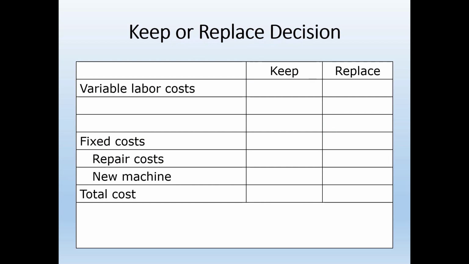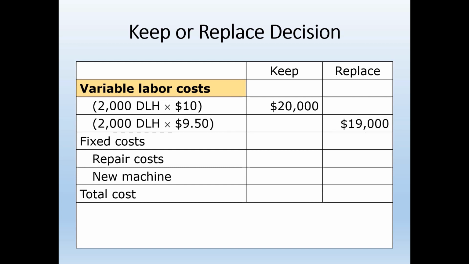So let's summarize the relevant costs for UDevelop's decision whether to keep or replace their current print machine. If the firm keeps the old machine, they'll pay $10 an hour for their expected 2,000 hours of machine use. But if the firm replaces the machine, they'll only pay $9.50 for the 2,000 hours of machine use.